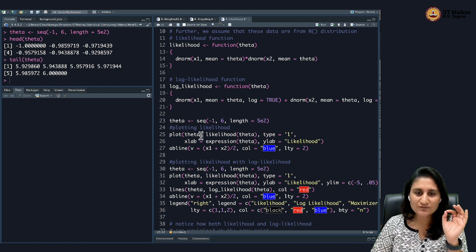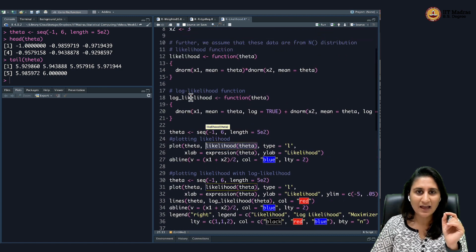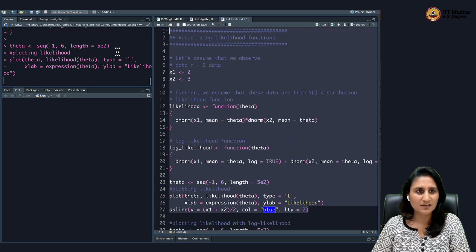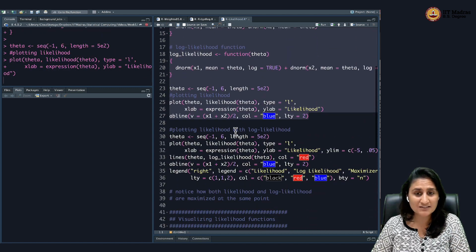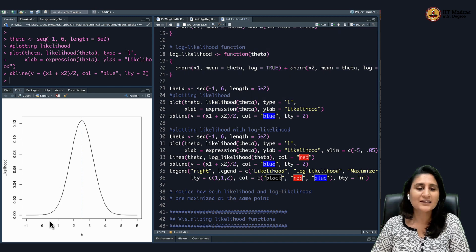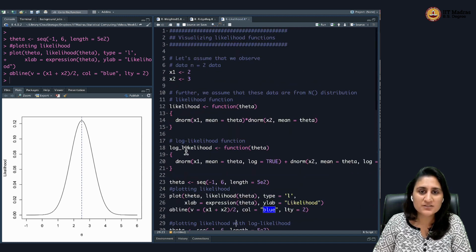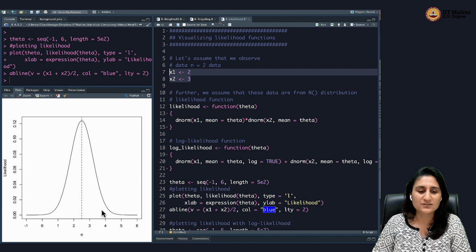For each of those values, on the x-axis I will plot the theta value, and on the y-axis I'm going to plot the likelihood function, the likelihood evaluated at a given value of theta. Once I do this, I can plot it, and this is exactly what the likelihood function looks like. In black, I have the likelihood of a particular value of theta having observed data x2 equals 3 and x1 equals 2 from a normal distribution.